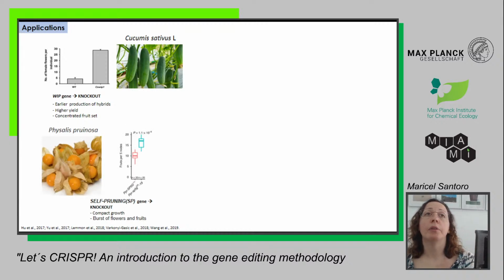Another example is the ground cherry, which is also very well known here in Germany. There was another knockout in this plant. The plant was growing very tall and producing just one or two fruits per plant. So they knocked out another gene, the self-pruning gene, which increased the number of fruits per node. So the number of fruits increases, and we have more yield.